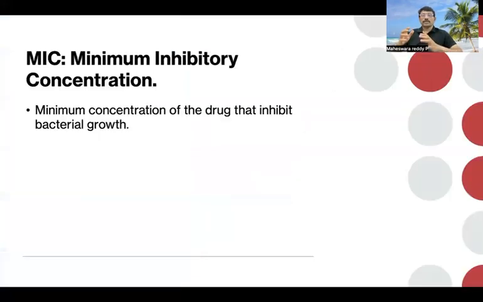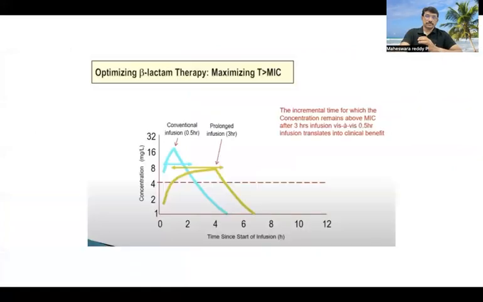An important concept you should know is minimum inhibitory concentration, that is MIC. There is a minimum concentration of antibiotic that can inhibit bacterial growth. This is an oversimplification of the MIC definition, but this is enough for clinicians. So we have discussed there are two types of antibiotics: one is concentration dependent, the other is time dependent.